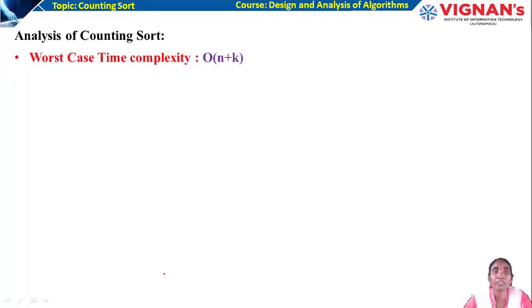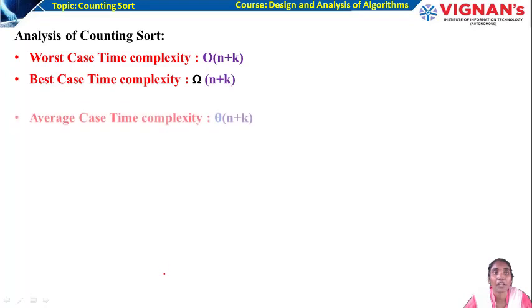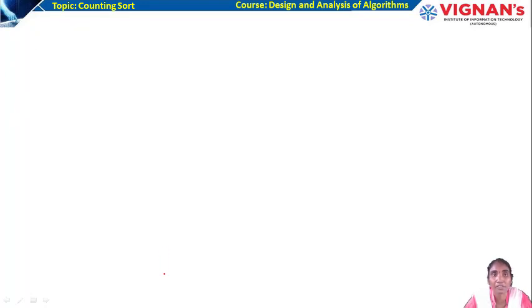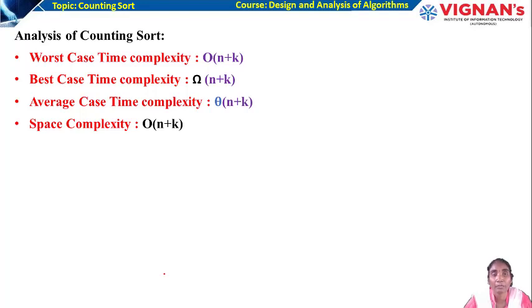Now the worst case complexity is big O of n plus k. The best case is omega of n plus k, the average is theta of n plus k, and the space complexity is big O of n plus k. N means the number of elements and k is the range of numbers. Here we are not having any nested iterations or repetitions. We are just placing the elements, only internal placements of the elements within the array. So the complexity is n plus k.